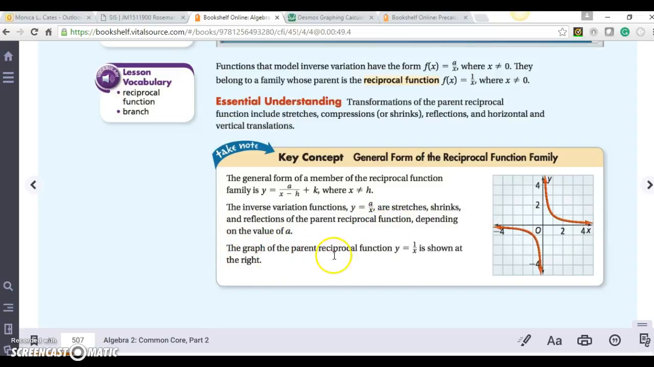So the graph of the parent reciprocal function y equals 1 over x is shown at the right. So this is the parent function. This is the function that all of these functions come from. So we can manipulate it by stretching it, shrinking it, reflecting it, or translating it.